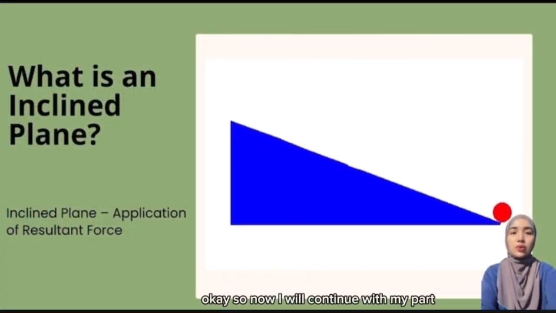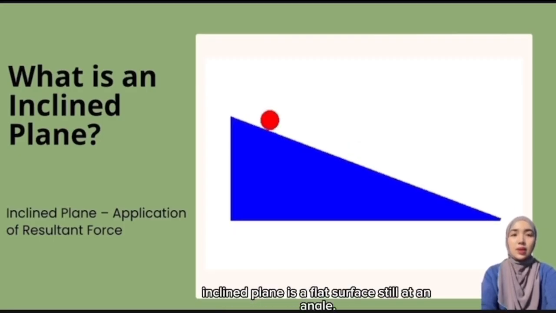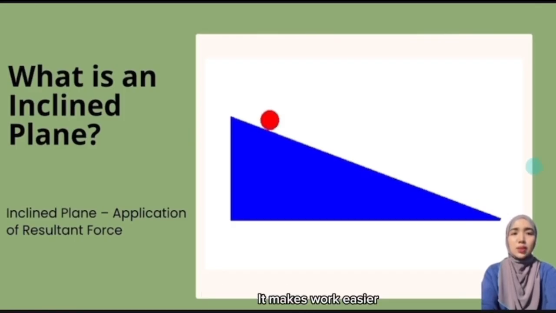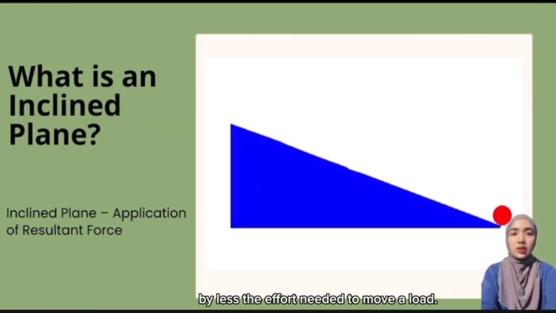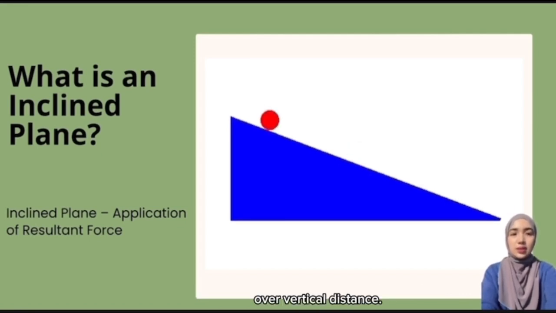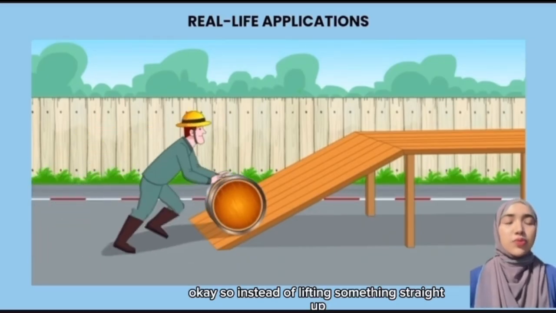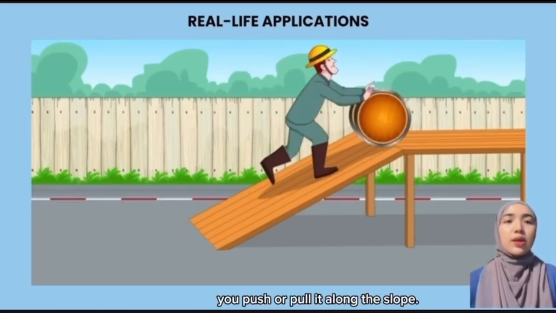Okay, so now I will continue with my part, which is what is an inclined plane. An inclined plane is a flat surface set at an angle. It makes work easier by reducing the effort needed to move a load. Inclined planes are often used for moving heavy loads over a vertical distance. Instead of lifting something straight up, you push or pull it along the slope.